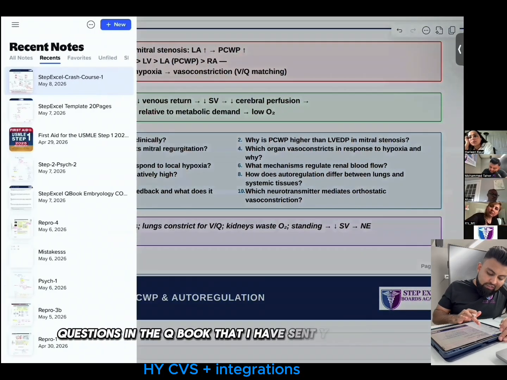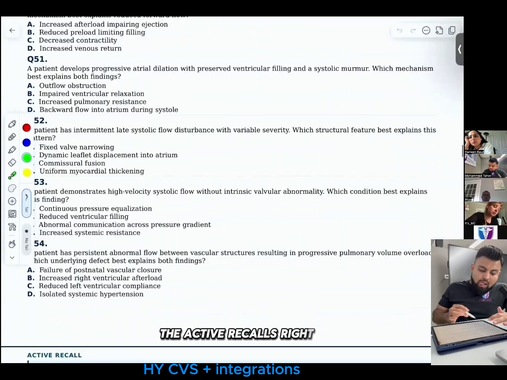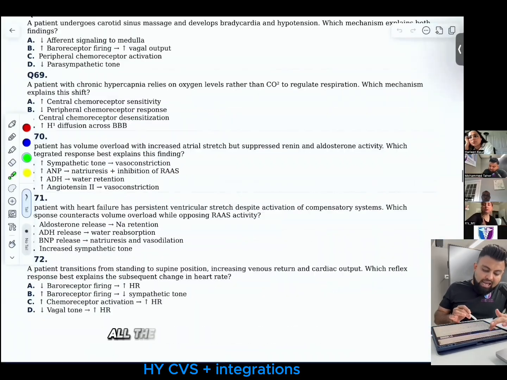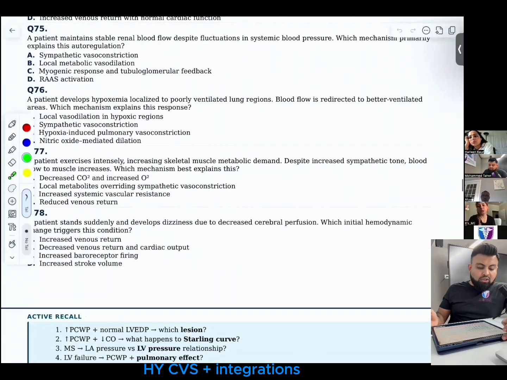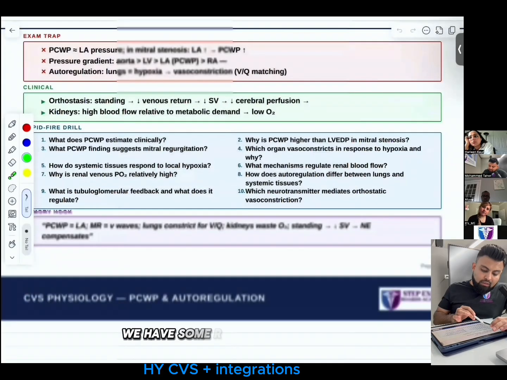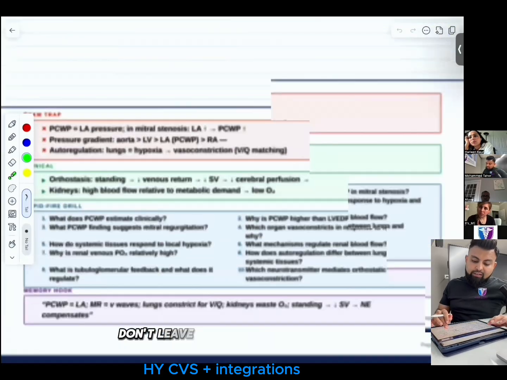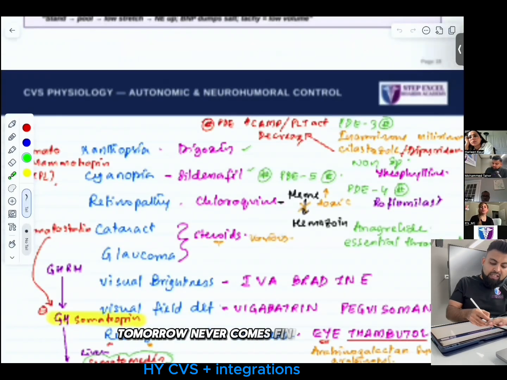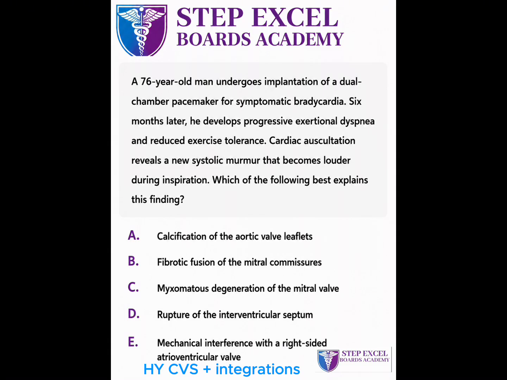So the nodal and ventricular muscle action potential, I want you guys to also solve those questions in the Q book that I have sent you. In the Q book we also have the active recalls, so please make sure that you solve all the Q book active recalls and the MCQs. Moreover, at the bottom we have some rapid fire drills, so please make sure your rapid fire drills are also completed. Don't leave anything for tomorrow. Tomorrow never comes. Finish it now. Only today. That's it. Step Excel Rapid Recall.